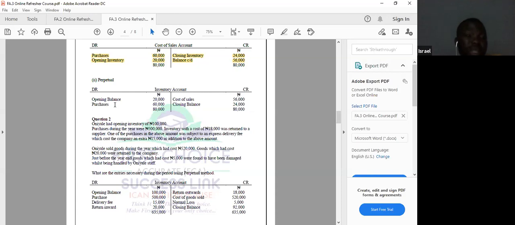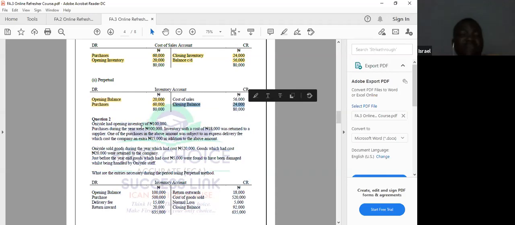Like I explained earlier, perpetual does not create rooms. There's no room for a purchase account under the perpetual method. So what they have is the inventory account. In that inventory account, every transaction regarding inventory is found. We start with our opening figure from the question, which is 20,000. Then they say we made a purchase. Who gave? The bank gave, and inventory is receiving. So we have inventory 60,000. What is the balance at the end of the year? The balance at the end of the year is 24,000.